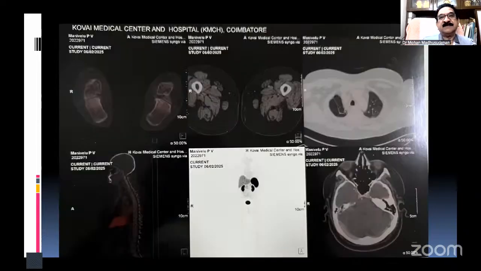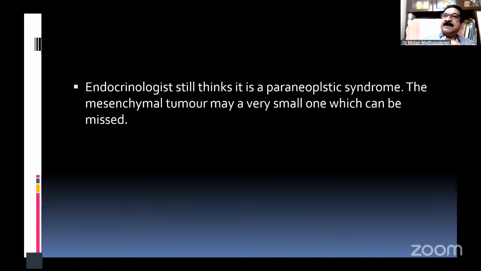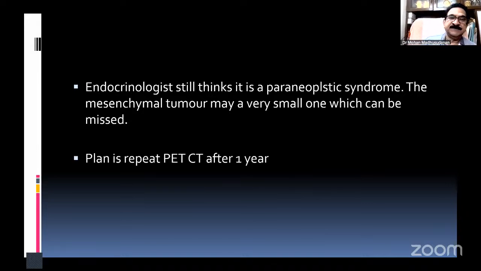Now this is the gallium scan. And he was put on phosphorus and calcium. But he was of the opinion that this is going to be a mesenchymal tumor. Somewhere maybe a small tumor which is eluding us now. We have to do a repeat PET CT after 1 year. It's a paraneoplastic syndrome. A mesenchymal tumor may be a very small one, which can be easily missed.